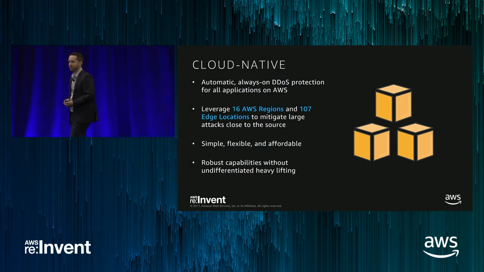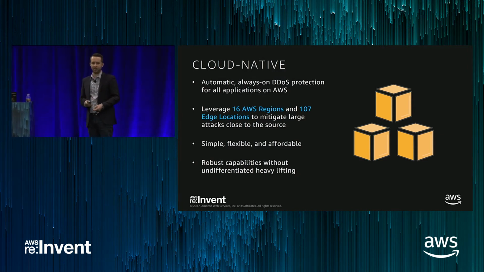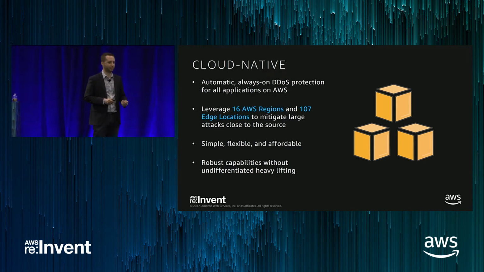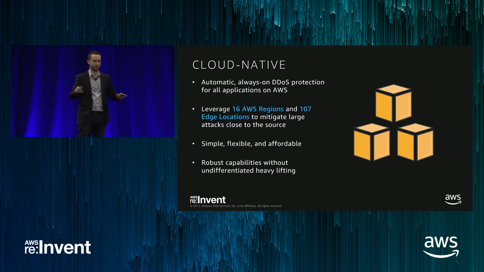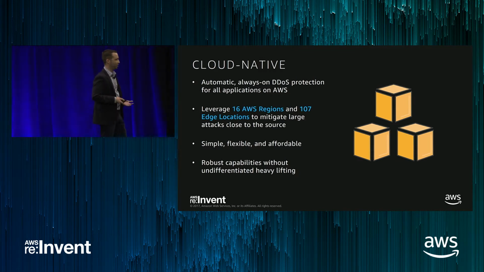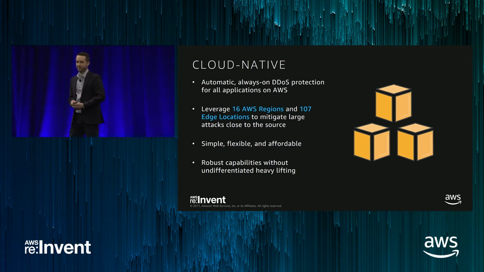So that actually gives you the ability to take advantage of capacity not only in the region where you're operating, but using services like CloudFront and Route 53, it gives you the ability to tap into all of that capacity we have across the world. And this gives you all of the different capabilities that you require for attack mitigation without undifferentiated heavy lifting. Or another way of saying that is without doing things that don't add value for your business. So if you're not an infrastructure company, there's no reason that you should have to think about these things or manage them.